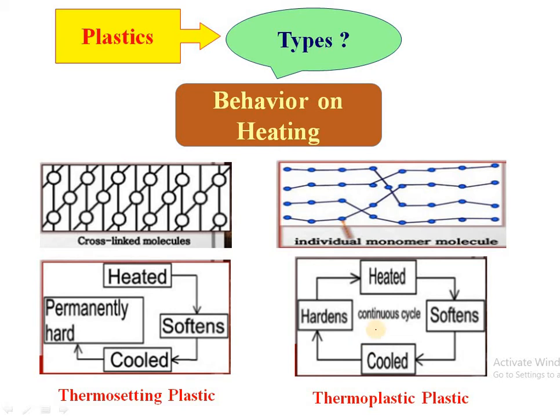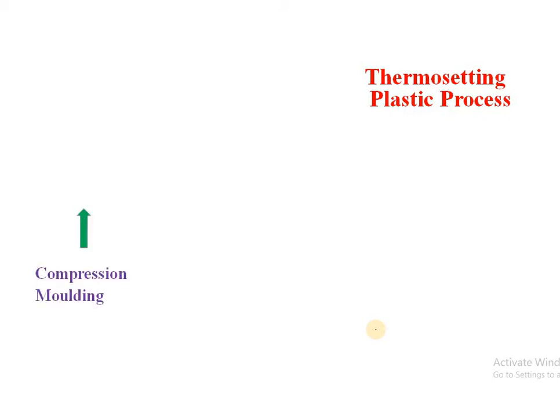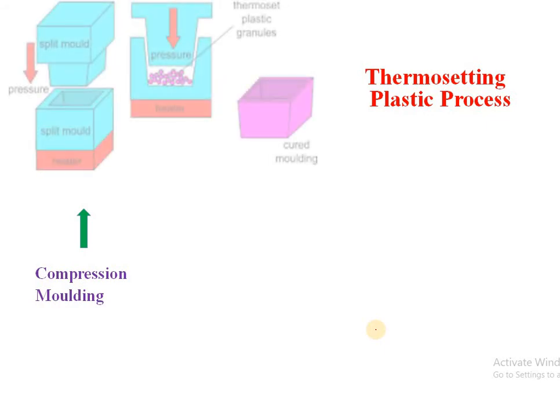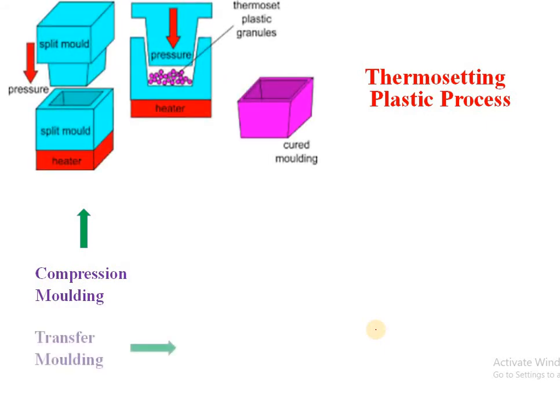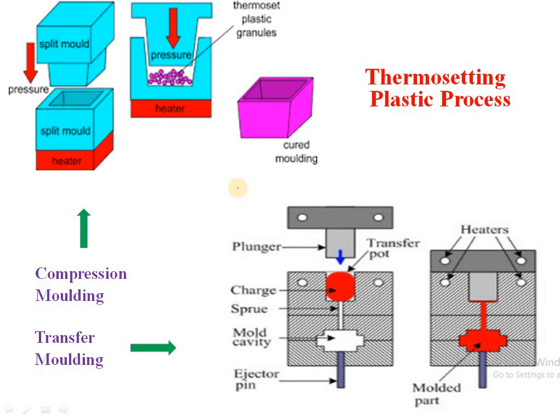Now based on these types of plastic, there are various plastic manufacturing processes. So let's see the classification of plastic manufacturing processes. First, the thermosetting plastic processes. For this, there are two manufacturing processes: one is compression molding and one is transfer molding. In this case, we are using thermosetting plastic, so the product of these processes will be hard, tough or brittle in nature.